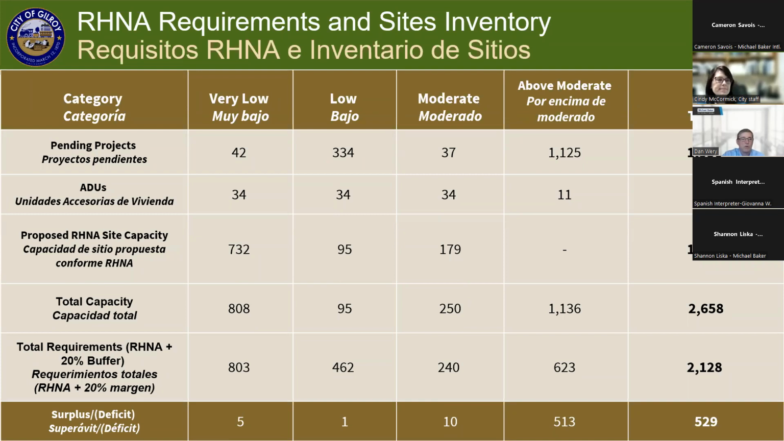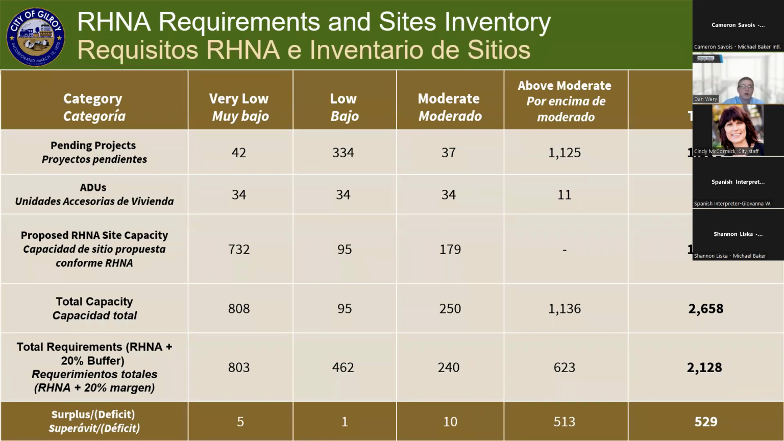Okay, so let's see, RHNA requirements and the site inventory. What this table is showing here is, again, the big picture. How do we meet that goal of about 2,128 units? That's our RHNA plus a 20% buffer. So what this table shows us is how we get there.